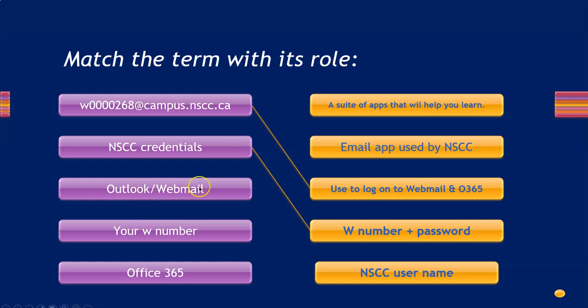What's Outlook and Webmail? That's the email app used by NSCC. Sometimes you'll hear it referred to as Outlook, and sometimes you'll hear it referred to as email, as Webmail. Your W number. Is there a definition of W number on that page? You got it. Your W number is your NSCC username. Finally, what is Office 365? That's a suite of apps that will help you learn.